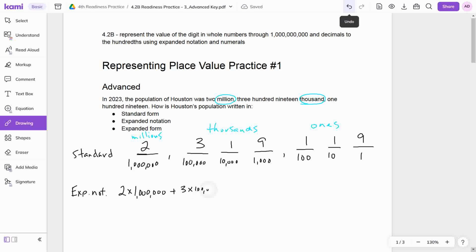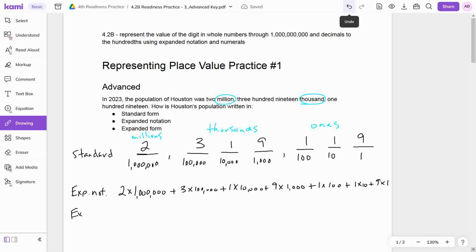3 is in the hundred thousands. And then we're going to add, what's my next one? 1 times its place value, 10,000, plus my next one, 9 times its place value, 1,000. Now we've got some 1s here, but we still need to multiply them by our place value. 1 times 100. Let's make that one a plus. You have to be very careful with what you're multiplying and what you're adding. It's easy to get a little carried away. And then 1 times 9, but actually that's reversed there. It needs to be 9 times 1 because it's 9 in the ones place. So that's my expanded notation.